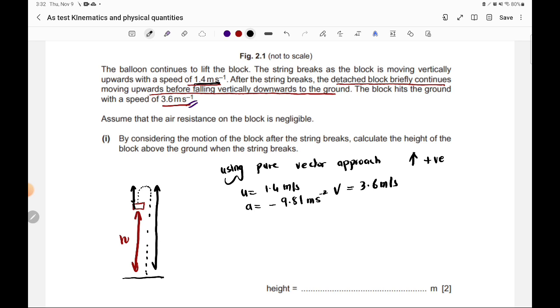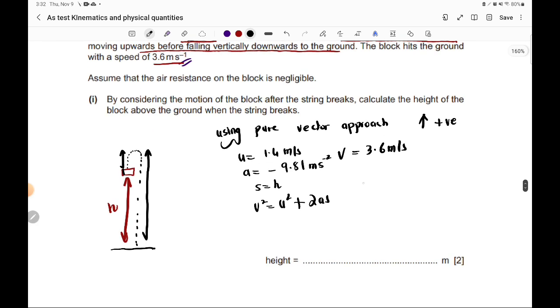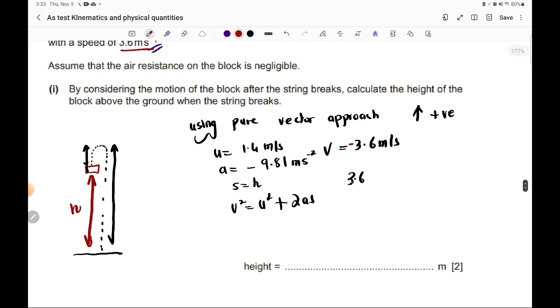So we have three physical quantities, and now we can find the fourth quantity, which is the displacement that we require. So S is equal to H, and we can use v squared equals u squared plus 2as. We don't need the time. The final speed is 3.6, but this value should be negative, because upon returning, the velocity changes direction. It doesn't matter because we have a square on it.